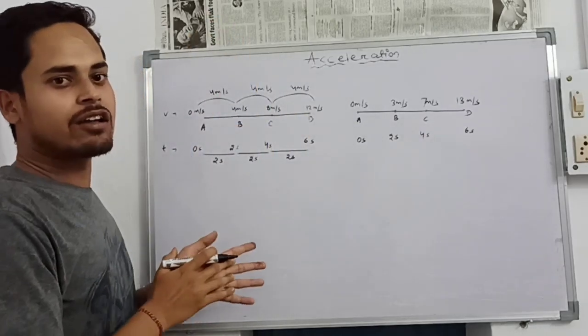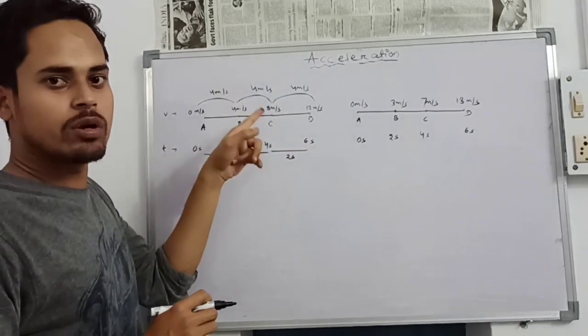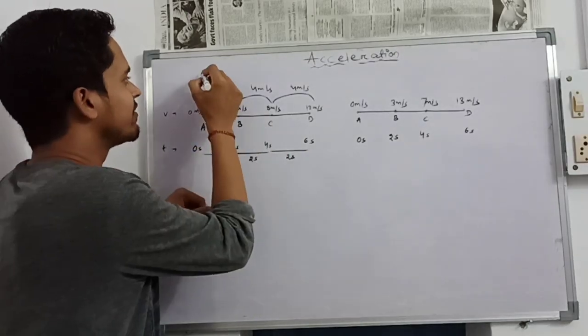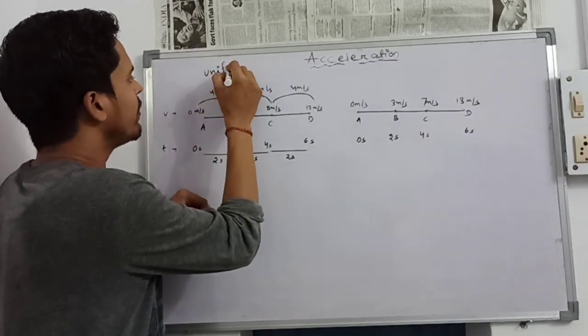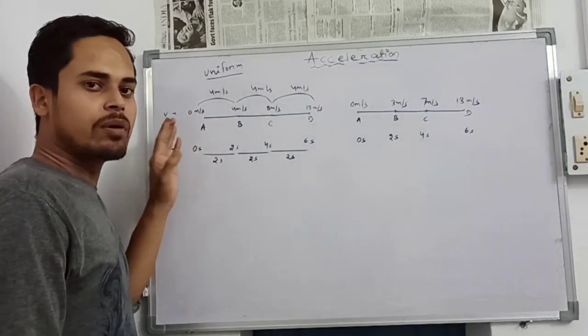Okay, so rate of change of velocity क्या है? Uniform way में हुआ है. Okay, that's why this type of acceleration is called as uniform acceleration. Getting? This is uniform acceleration.